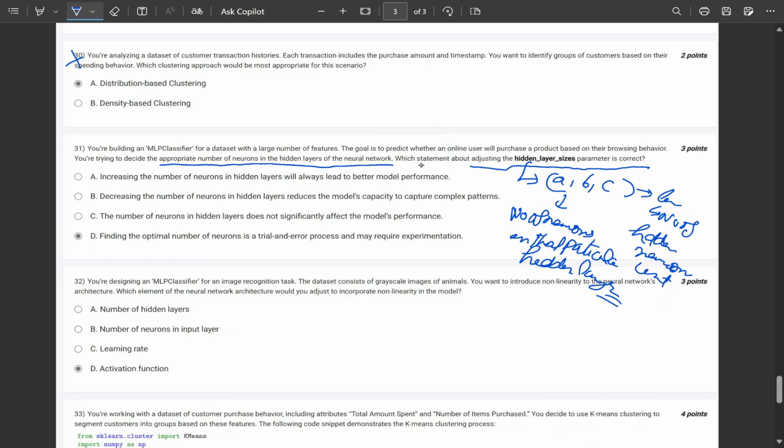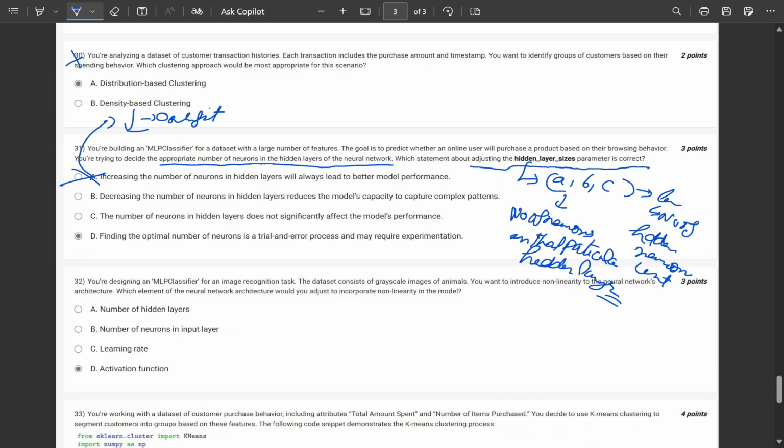So it is saying that you have to check which statement is right. Increasing number of neurons in hidden layer will always lead to better performance. No, that's wrong. Increasing will actually work the inverse. It will downgrade the performance because of overfit. Too many neurons always overfit, unless regularization is applied, dropout is applied.